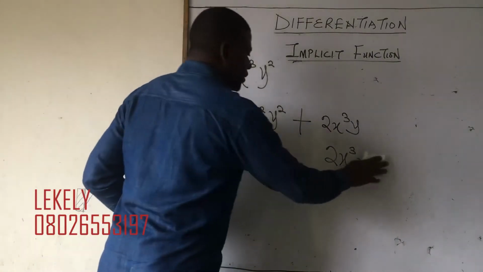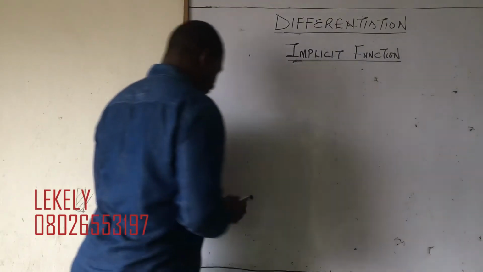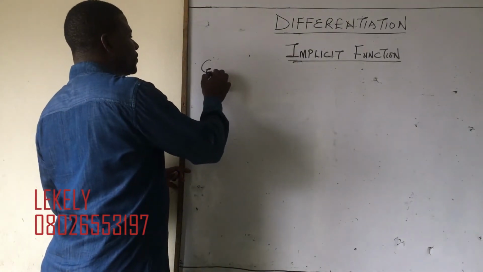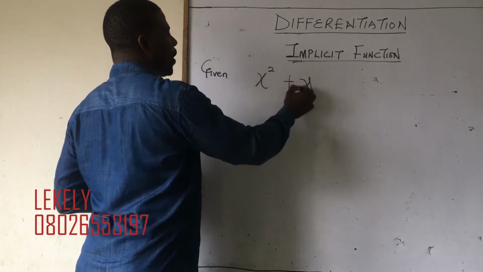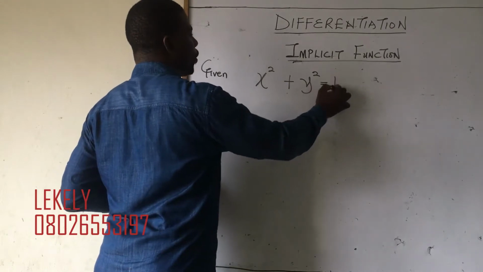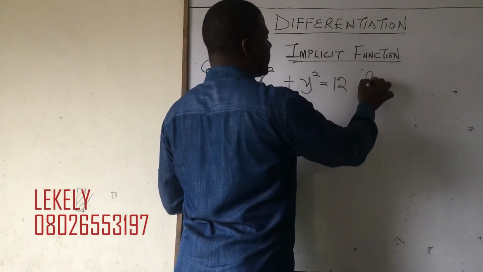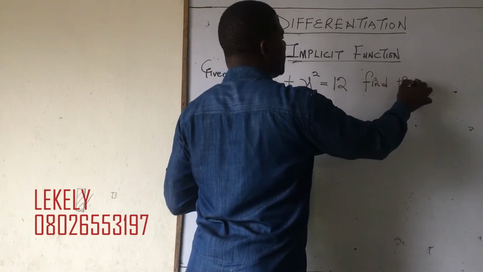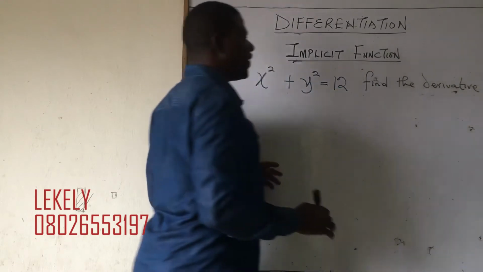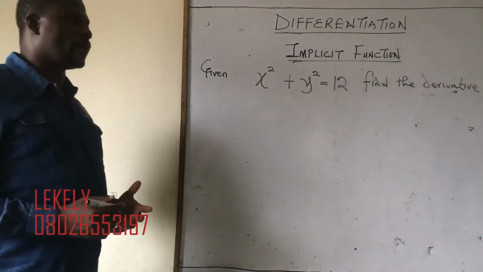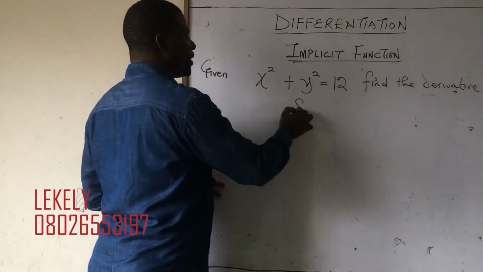So now, having said that, let's look at a typical question. They can say, given x squared plus y squared equals 12, find the derivative. Now, by saying you should find the derivative, they are asking you to look for the differentiation. So, how do you solve something like this?